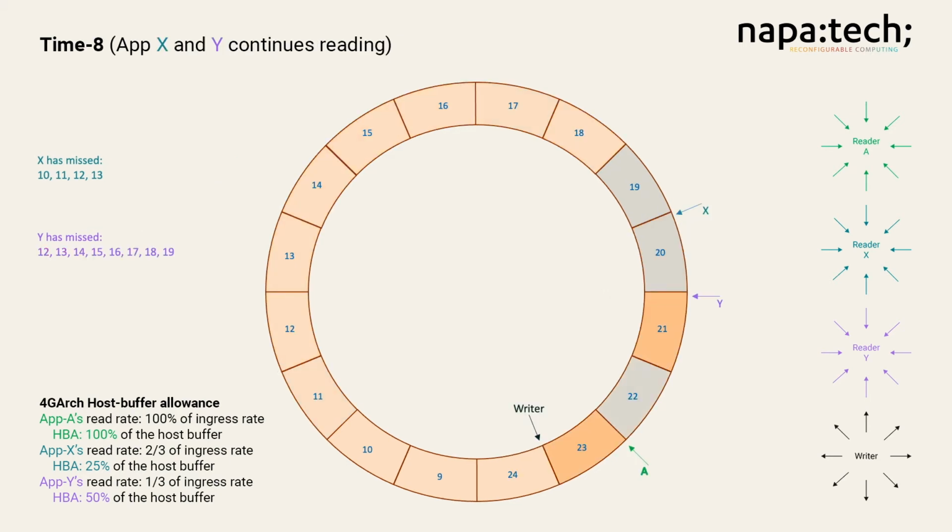The flow continues and the writer has now filled 3 more segments, starting on the 24th segment. Application A continues to follow along, whereas application X has only reached segment 20 and application Y is at segment 21, since it has managed to read 1 segment since the force drop performed at time 7.